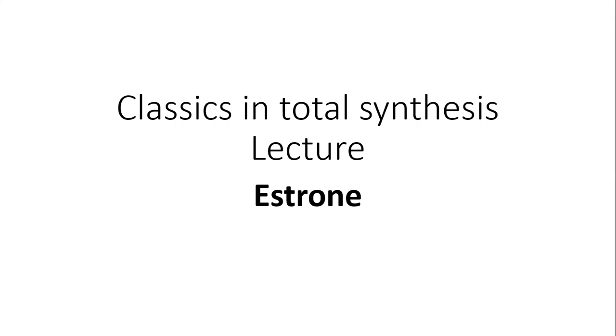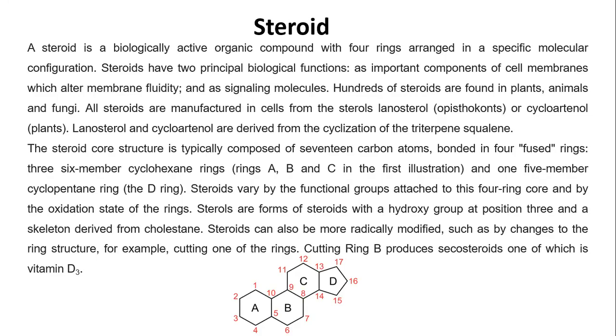Steroids are organic compounds, as shown here in the figure, which contain a skeleton in which three six-membered rings A, B, C, and a five-membered ring D are attached together. This type of ring-containing compound is mostly known as a steroid, and other functional groups attached to this skeleton produce different kinds of steroids. Hundreds of different kinds of steroids are present in plants, animals and fungi, which have their different roles.